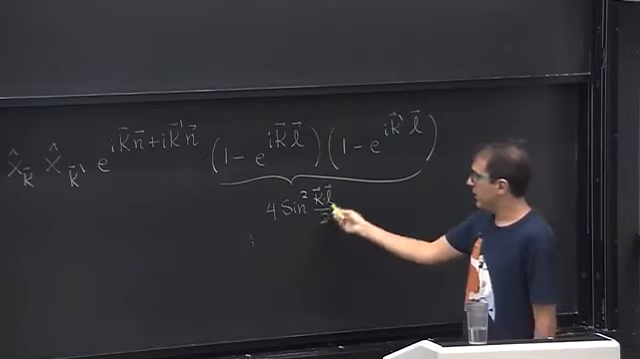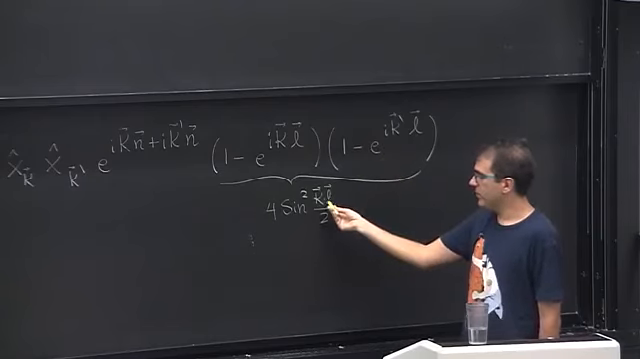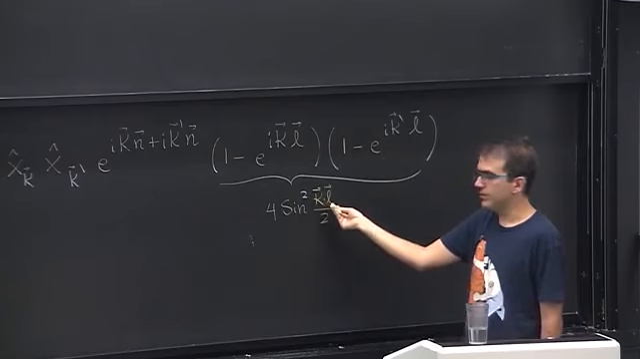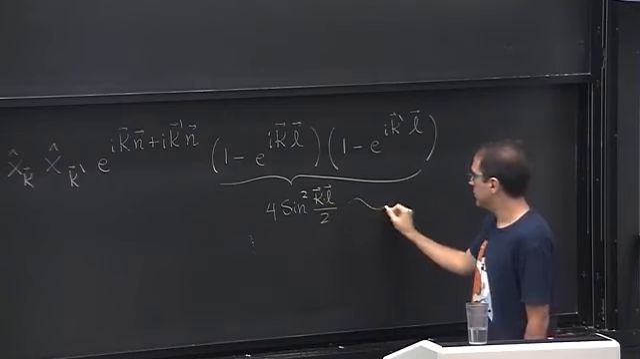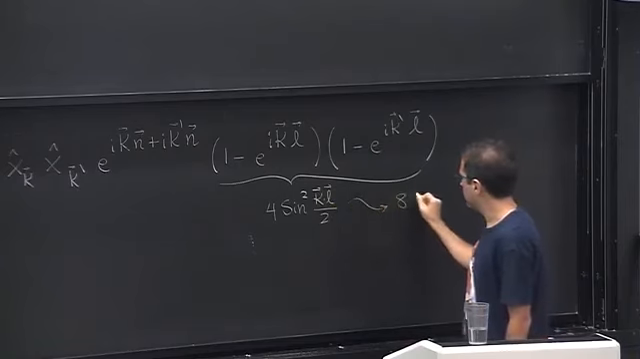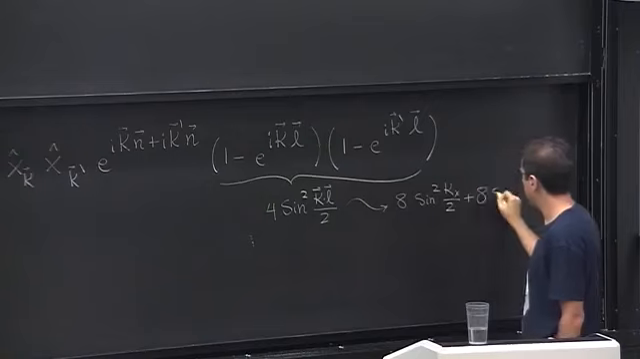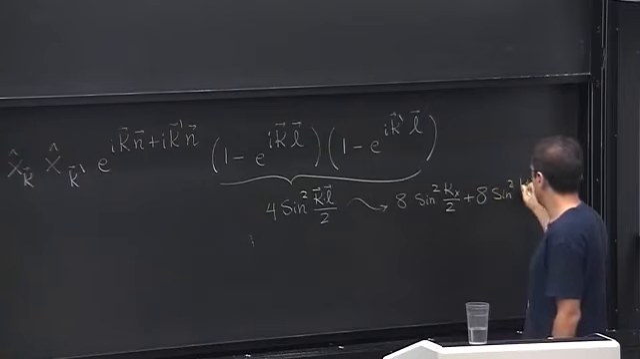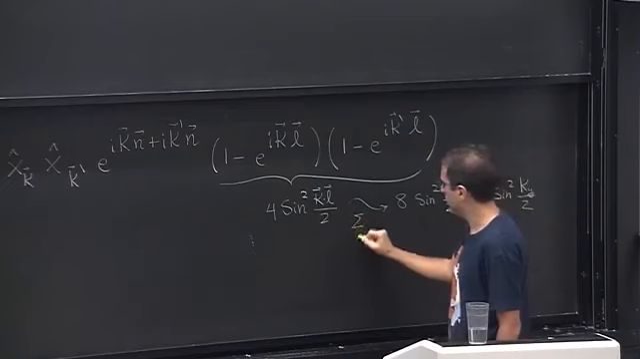And this term, I sum over up, down, left, right. Up and down give the same thing because this is even. If L is positive or negative, it gives the same thing. So this term will give 8 sine square of kx over 2 plus 8 sine square of ky over 2 after we do the sum over L.